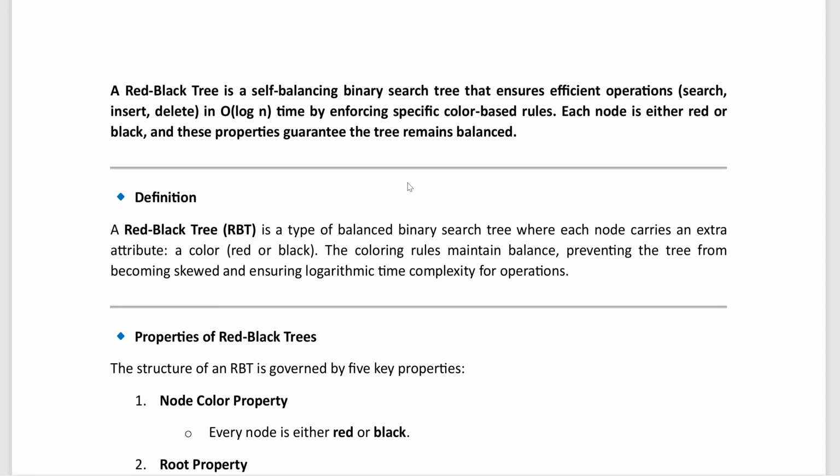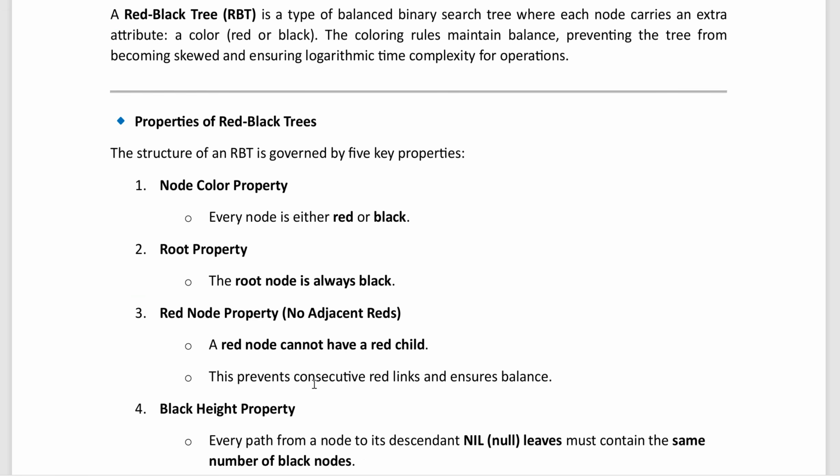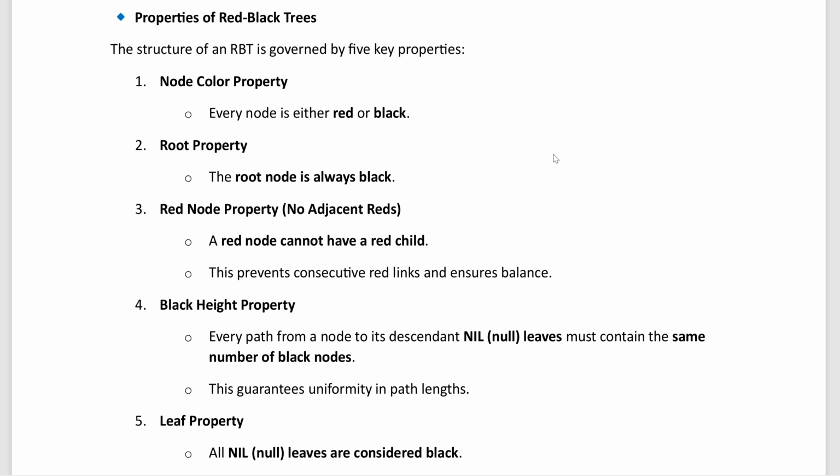So a red-black tree (RBT) is a type of balanced binary search tree where each node carries an extra attribute, that is a color. It can be red or black. The coloring rules maintain balance, preventing the tree from becoming skewed and ensuring logarithmic time complexity for operations. These are a few of the properties of red-black trees.